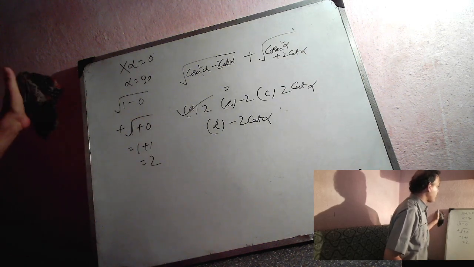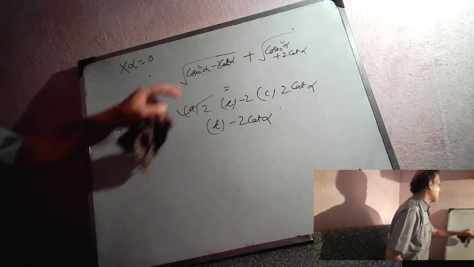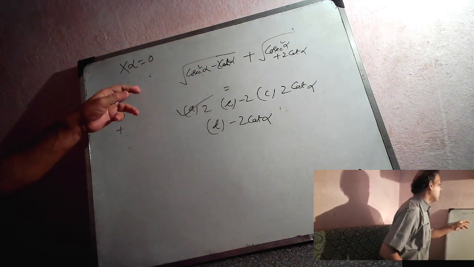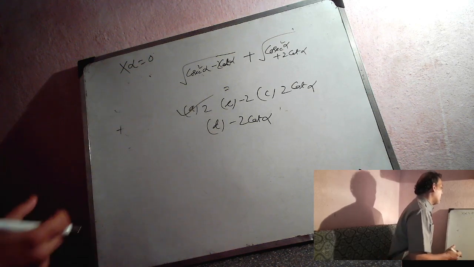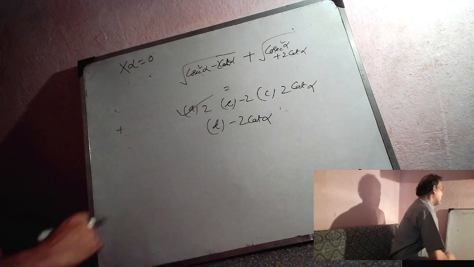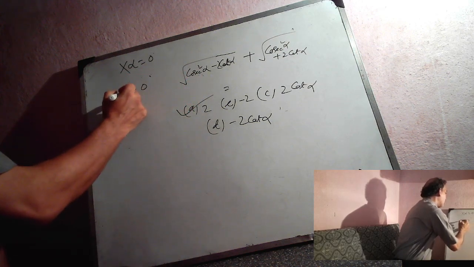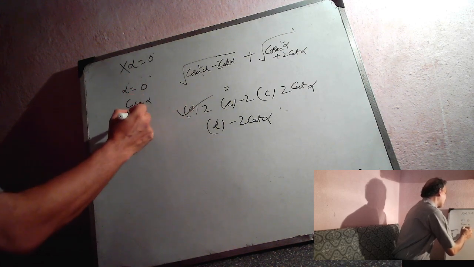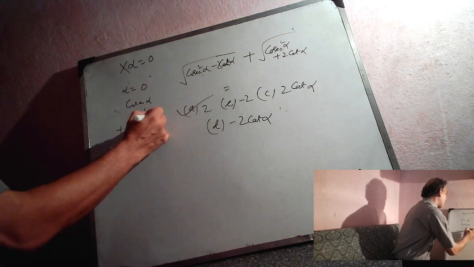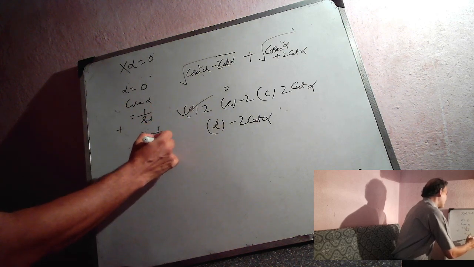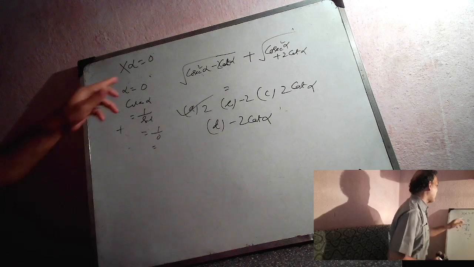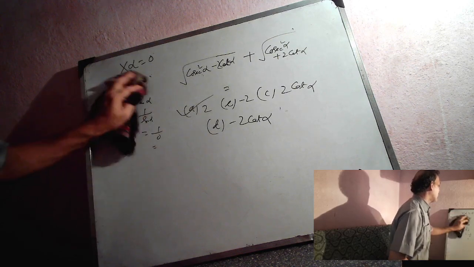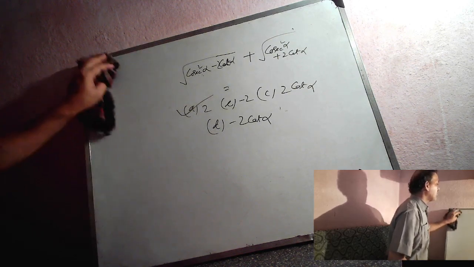Next. Before replacing α or θ, you have to make sure that for that value, the trigonometric function is not undefined. If we put α equals 0, cosec α is undefined. Why? Cosec α means 1 by sin α, and sin 0 is 0, so it will be undefined. So you have to make sure that for that value cosec α, cot α or tan α is well defined. Otherwise this process will not be effective.